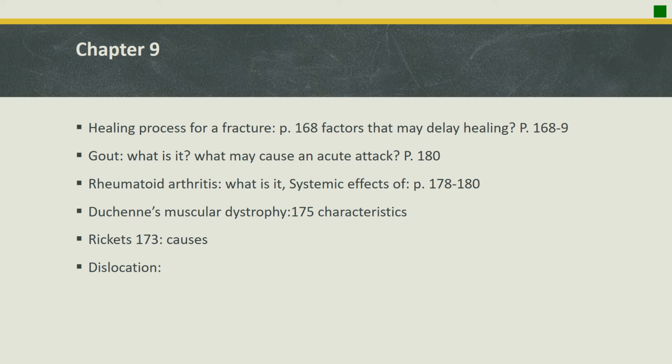So look at the factors that delay healing. And then look at gout. What is it? What can cause an acute attack? Where would you see that? In what part of the body? Look at rheumatoid arthritis. What is it? What are the systemic effects? Remember, systemic versus local effects. What is muscular dystrophy? What are the characteristics of that? Rickets, a dislocation.